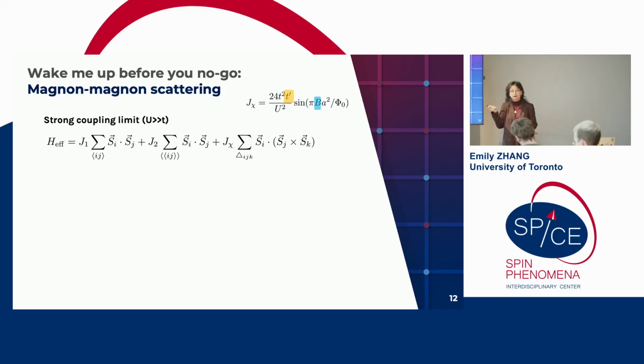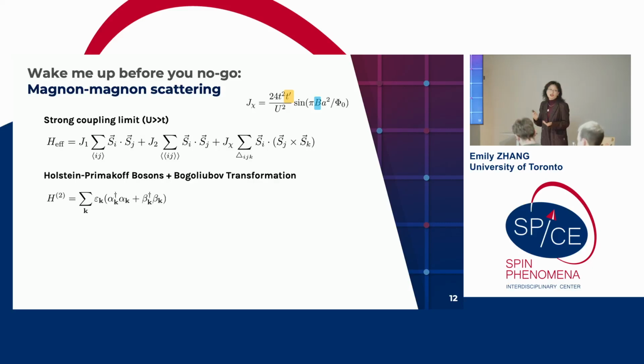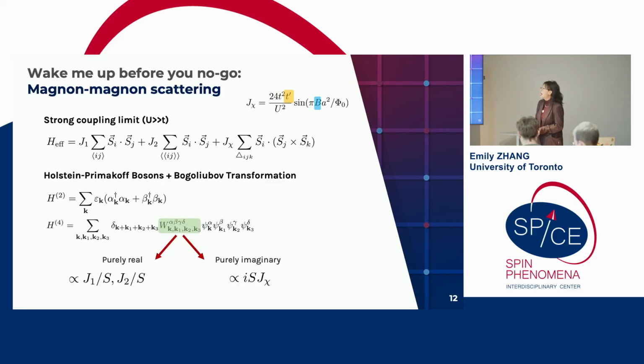chi does not appear. And we can do the usual Holstein-Primakoff transformation and Bogoliubov transformation here because we have two species of magnons. And you can write down a quadratic magnon Hamiltonian, which I think most people here are familiar with, as well as this quartic term. And alpha and beta are species of the Bogoliubov quasiparticles, and the psi here are just different combinations of alpha, alpha dagger, beta, beta dagger.